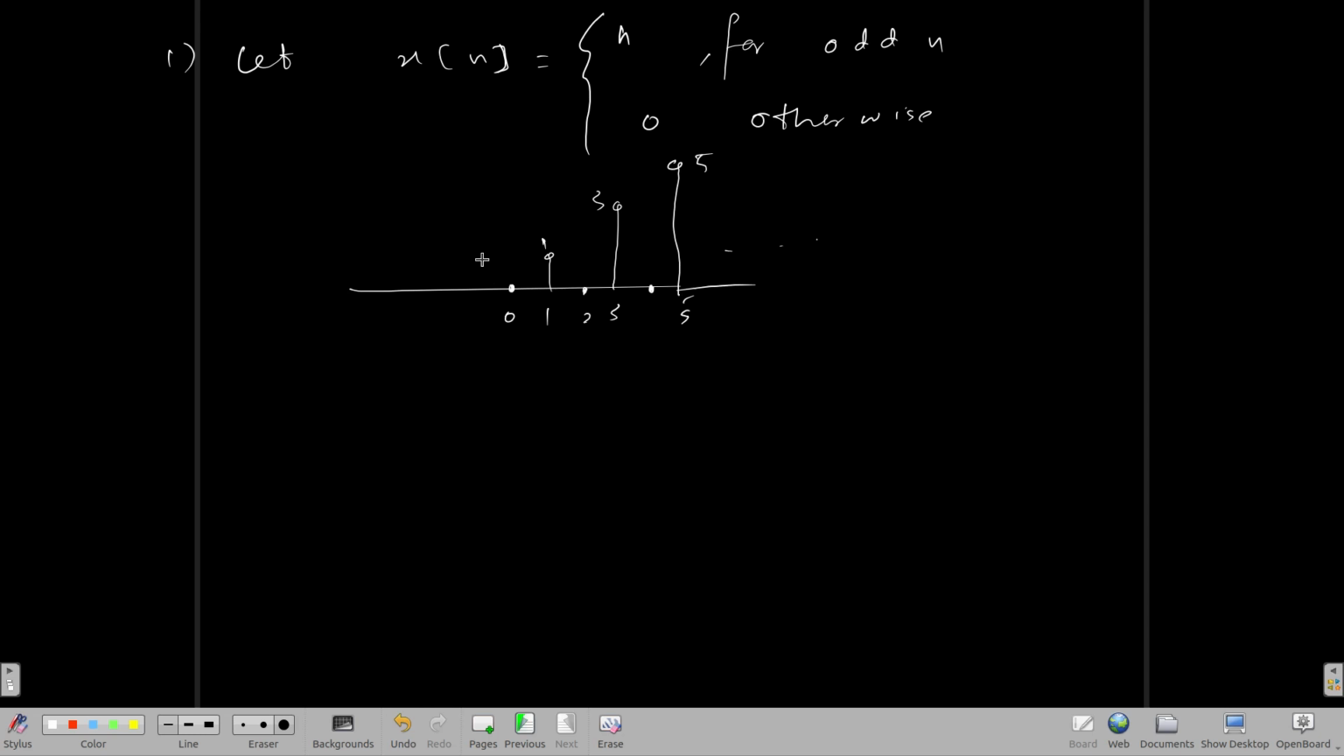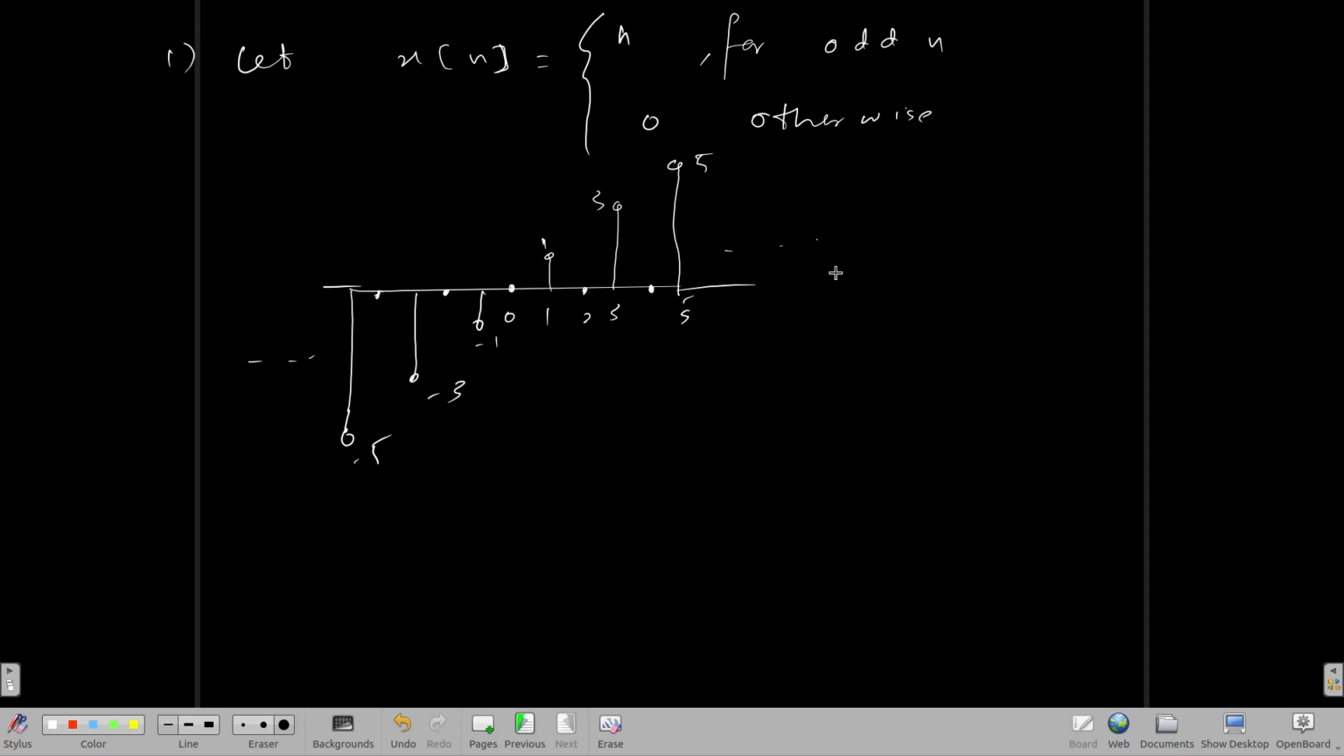Similarly, on the negative side it will be minus 1, 0, minus 3, 0, minus 5, and so on and so forth. So if you remember from the symmetry part, you can say this is an odd symmetry, right? So anyway, that's not a question.